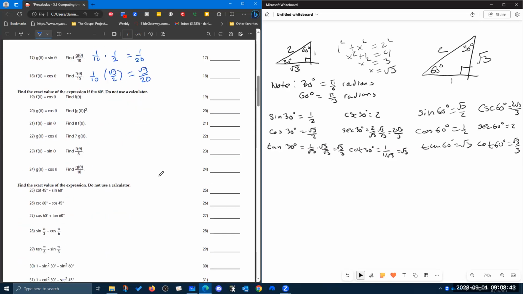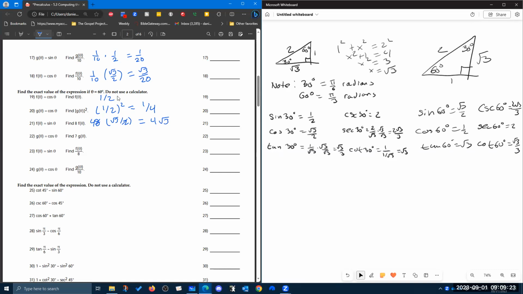Now we're going to do the same kind of thing with 60 degrees here. So cosine of 60 degrees, let's look at our chart, is 1/2. Cosine of 60 degrees, quantity squared, 1/2 squared is 1/4. 8 times the sine of 60 degrees is 8 times √3/2. 2 goes into 8 4 times. So that's 4 times the square root of 3.